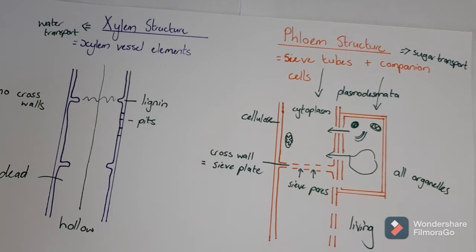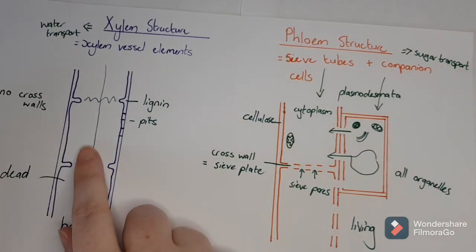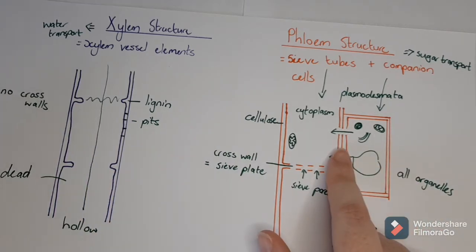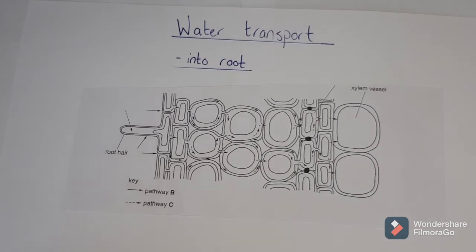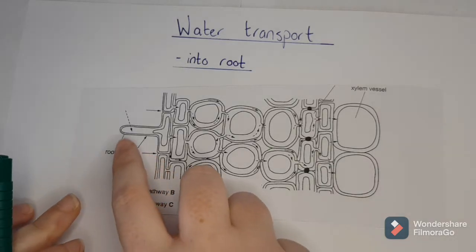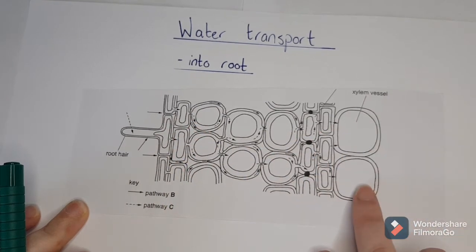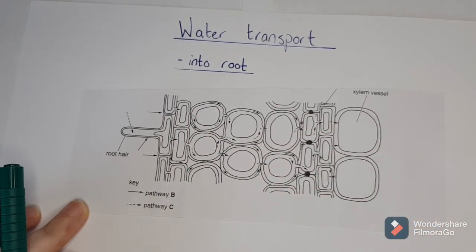So now what we need to look at is how water gets into the xylem and how it moves, and then how sugars get into the phloem and how they move. So if we start with water transport. Water transport is going to start by water needing to move into the root. Now for water to get into the root, it needs to go from that soil, through that root hair, and all the way into the xylem. And there are two different pathways that water can take to get there.